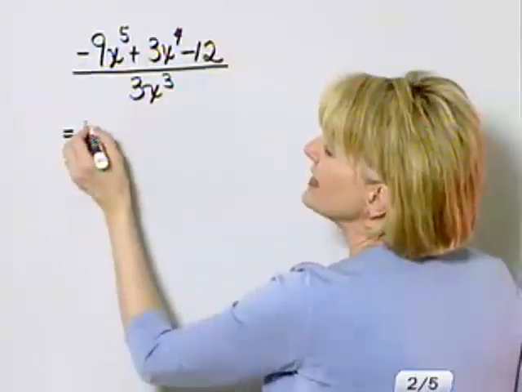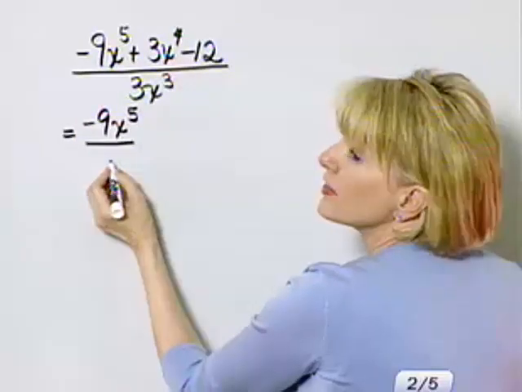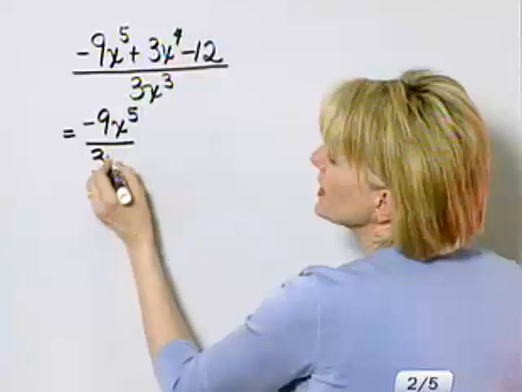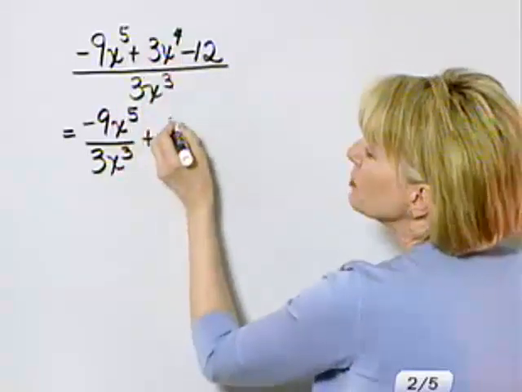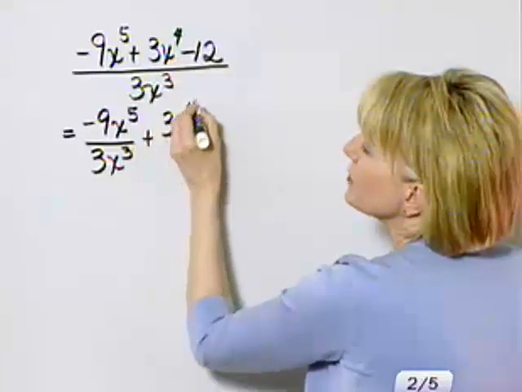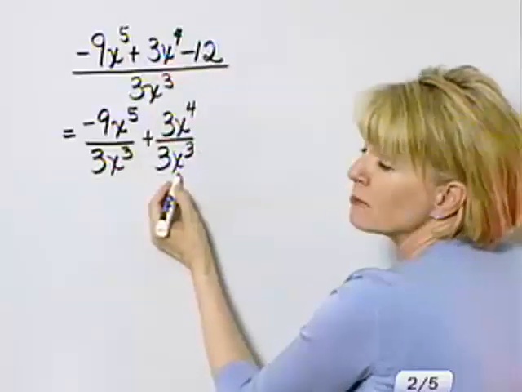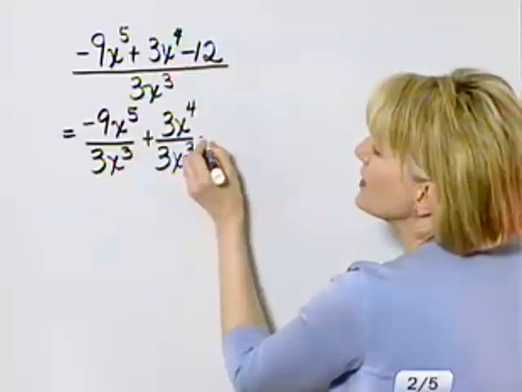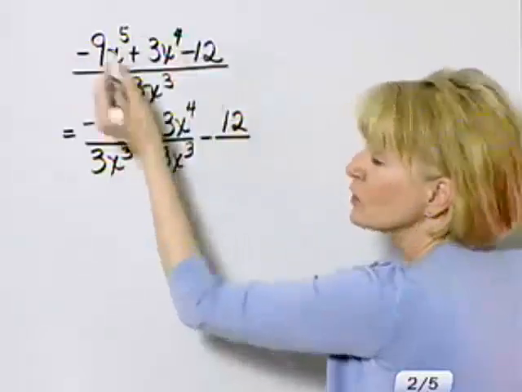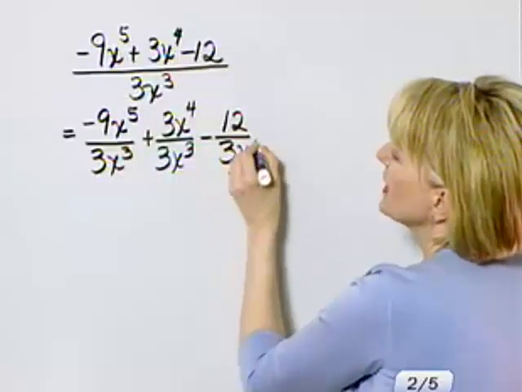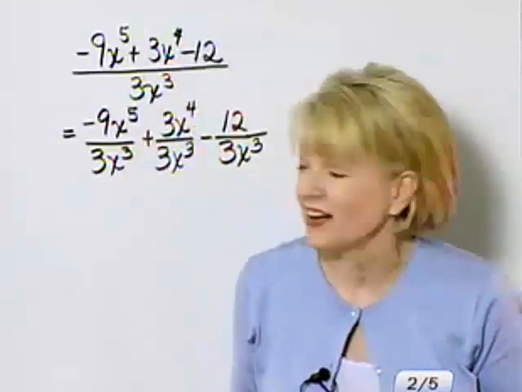I write each term in the numerator over that one term in the denominator. So I have negative 9x to the 5th over that term in the denominator, 3x cubed. Next term in the numerator, plus 3x to the 4th over 3x cubed, that monomial in the denominator, and then we have minus 12, the last term in the numerator, over 3x cubed. I've divided, now let's simplify.